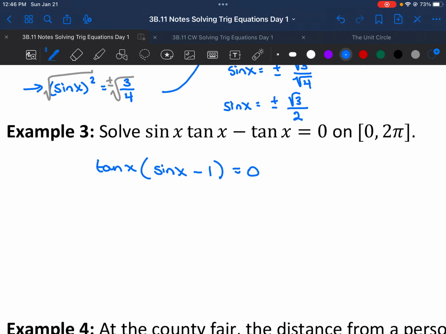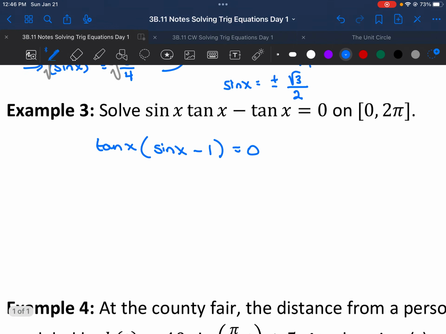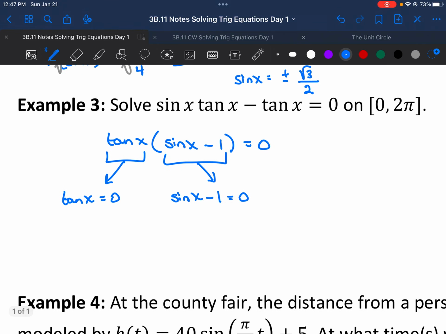Okay? And just like in the warm-up, if we have 2 factors multiplying together and they're equal to 0, we can set each individual factor separately equal to 0. So here we'll have tangent of x equals 0. Here we'll have sine of x minus 1 equal to 0. Okay? So tangent x equals 0.